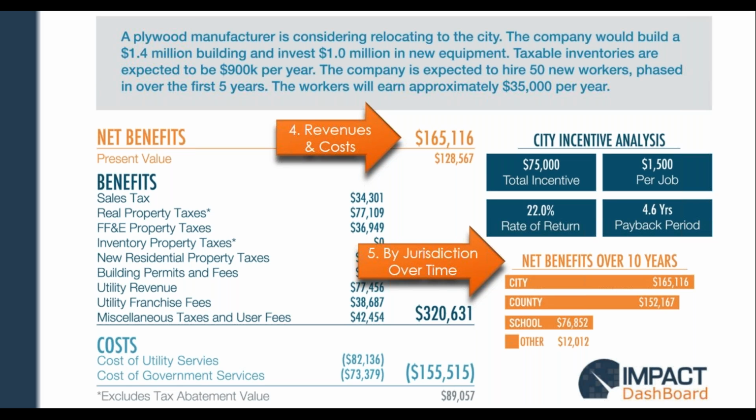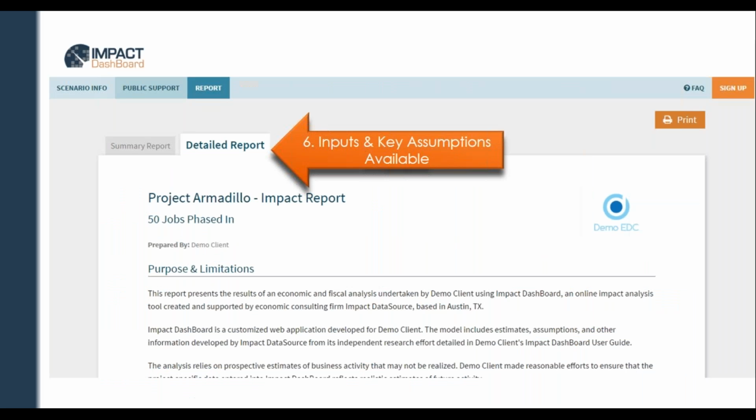So we're looking at this over that 10-year time frame. Number 6, we've got inputs and key assumptions available. In our case, we have a separate detailed report where you can see a lot of that information and dig in on all of those. When we're trying to keep it concise on one page, it's kind of difficult to do that.